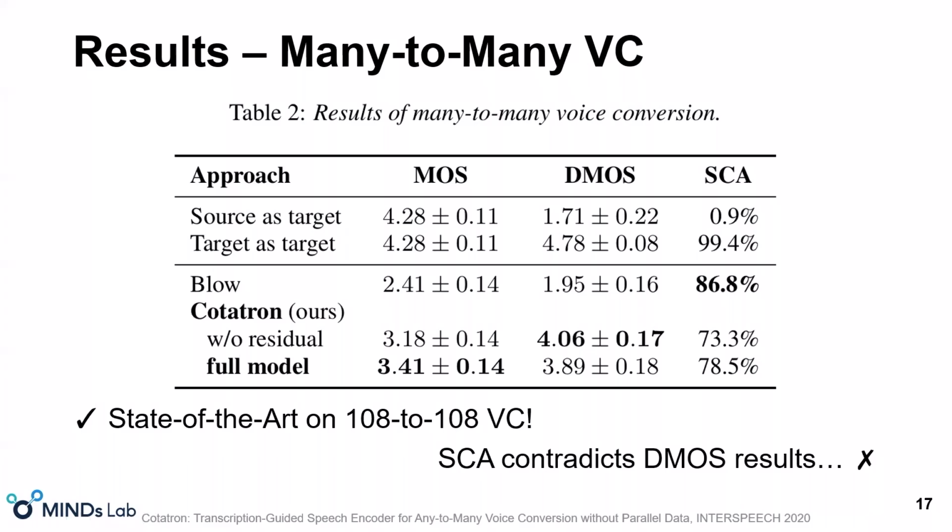The results of many-to-many voice conversion are shown in this table. We compared our method with Blow, which is the only literature that showed the performance on voice conversion between all speakers from the VCTK dataset. In terms of both MOS and DMOS, our method outperformed the previous state-of-the-art model by a significant margin. These results show that the Cotatron features are effective for providing disentangled representation for a voice conversion system. It should be noted, however, that SCA, the speaker classification accuracy, which is the objective metric for speaker similarity, contradicts the DMOS, which is the corresponding subjective metric.